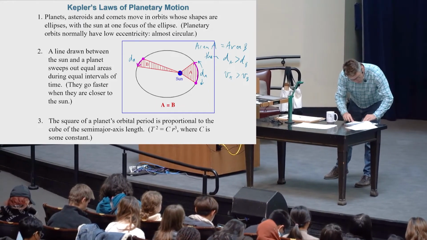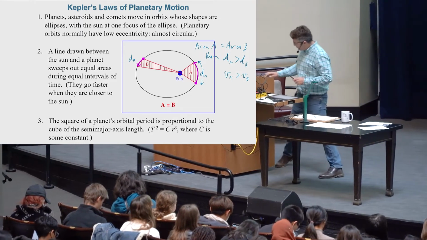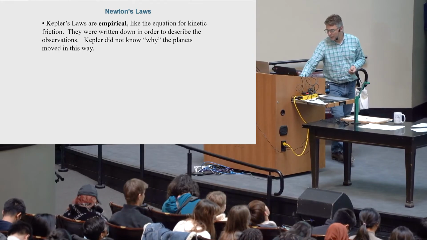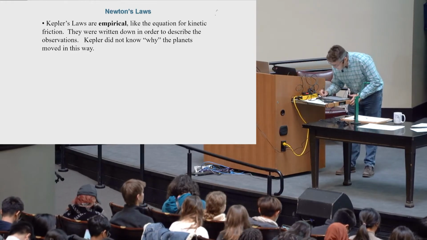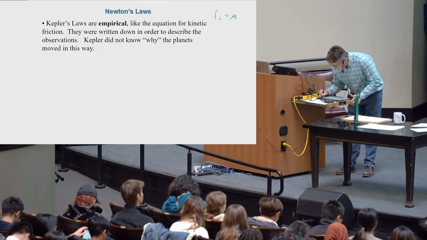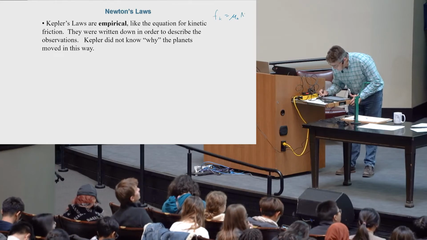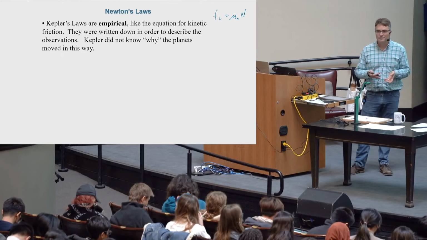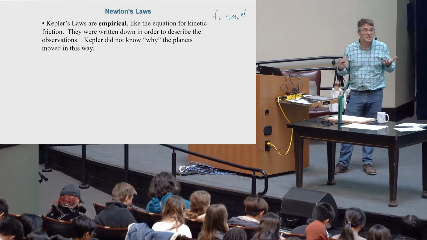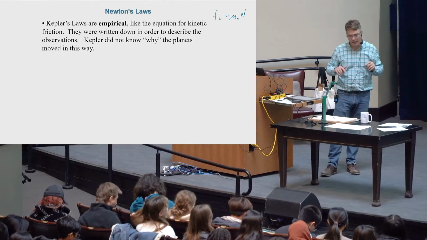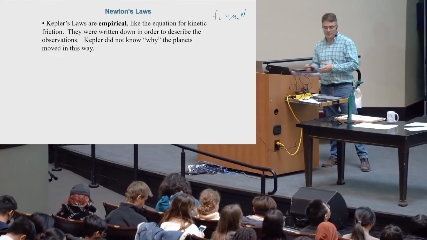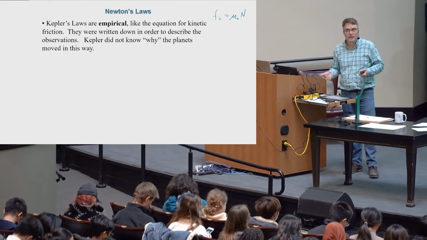Okay, so we're almost done here, almost on weekend time, but Kepler's laws are empirical, kind of like the equation for kinetic friction. Remember that F_k equals mu sub k times N? There was no real justification for that law of friction. I just sort of said it, and it was an experimental result. So that's what I mean by empirical: it doesn't come from something more deep. We just write down the equation because it seems to look all right.